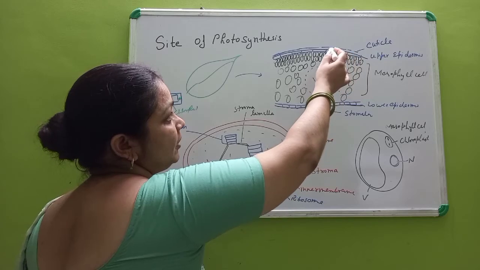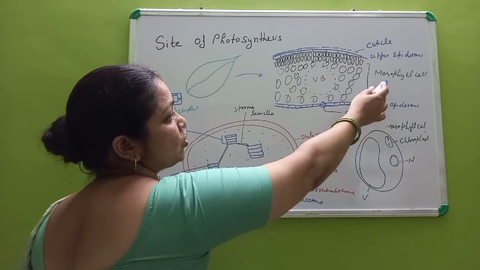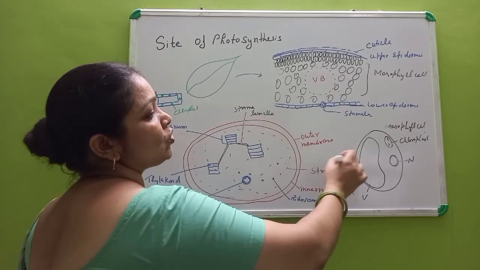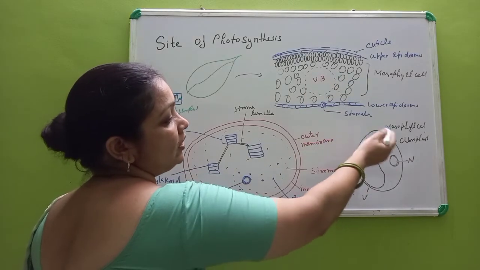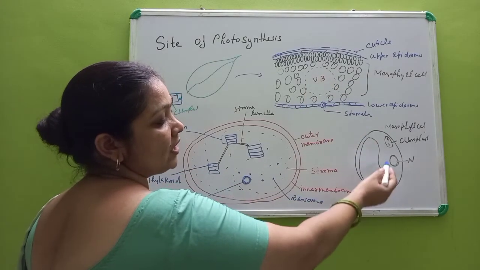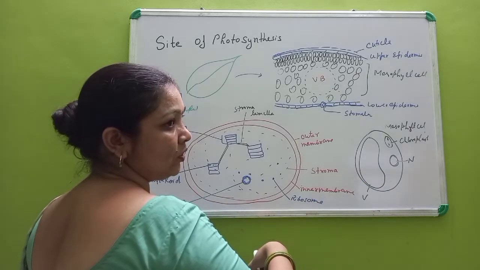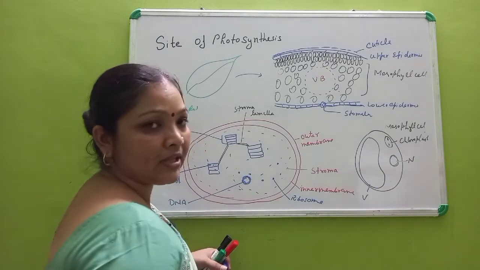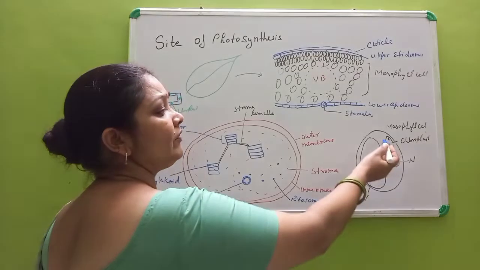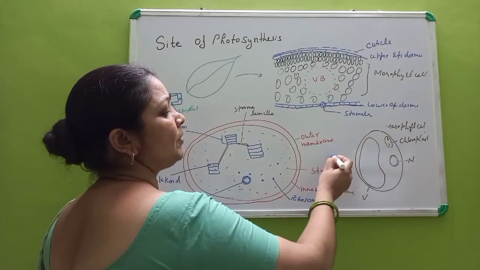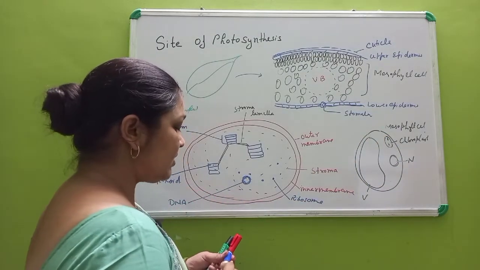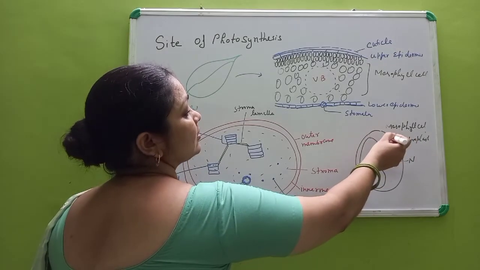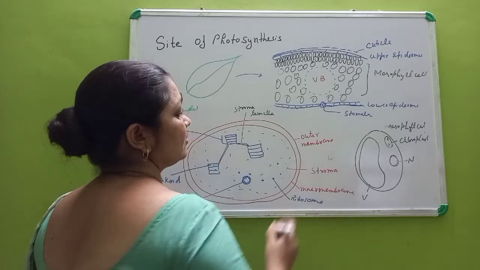Now the layer between the upper epidermis and lower epidermis is called mesophyll, and if we take one mesophyll cell, it looks like this: it has a large centralized vacuole, a nucleus, and a chloroplast in it. Now when we enlarge the structure of the chloroplast, it will look like this.